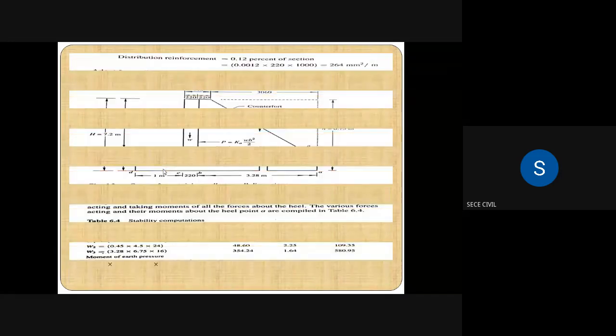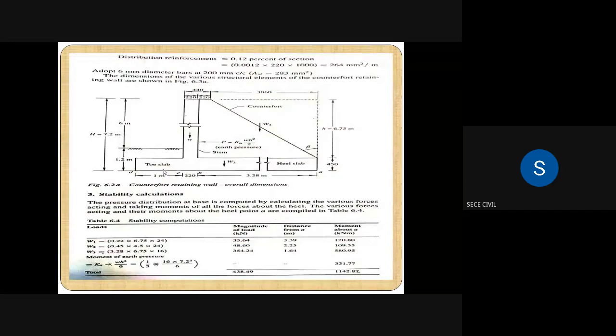So far we have designed the dimensions of the retaining wall, the design of the stem, and the stability calculation. Three steps only we have completed so far. Do you have any doubt in this?